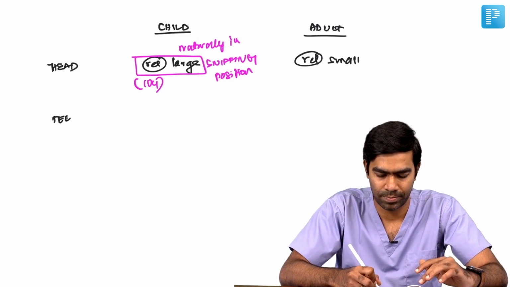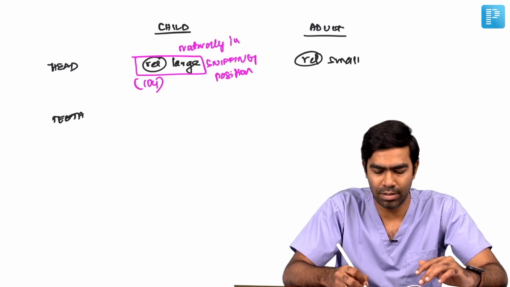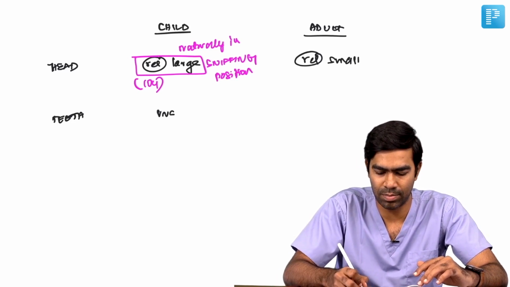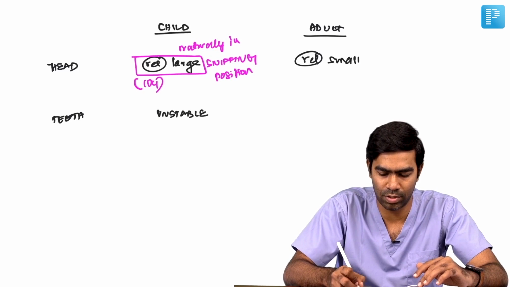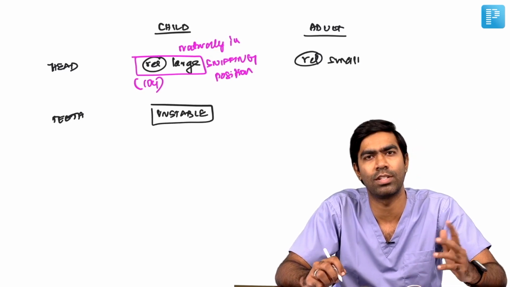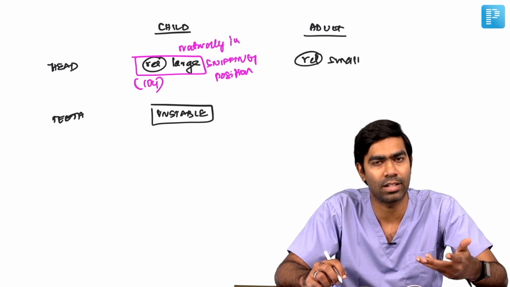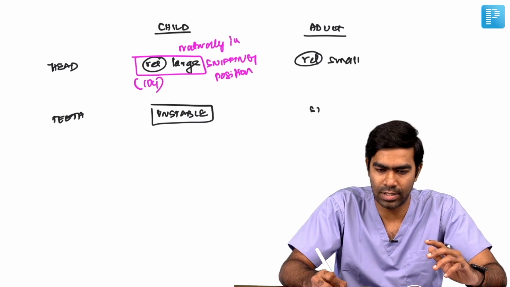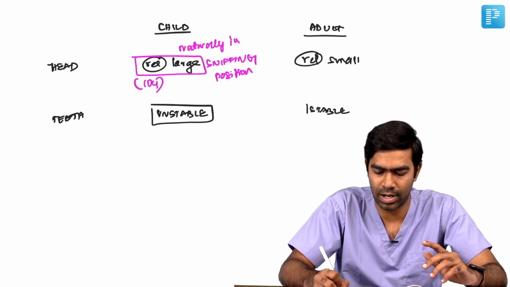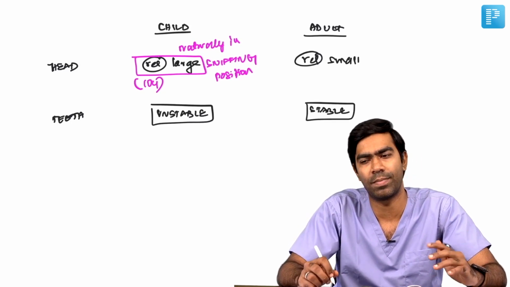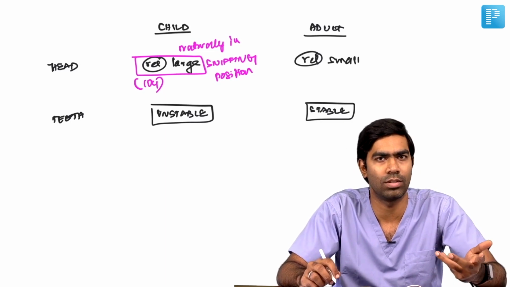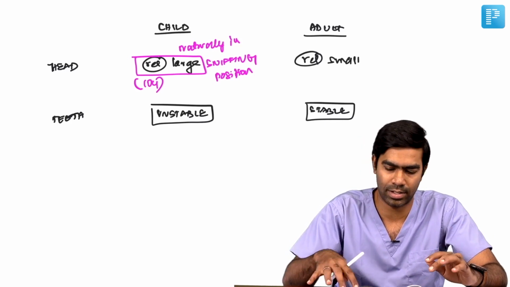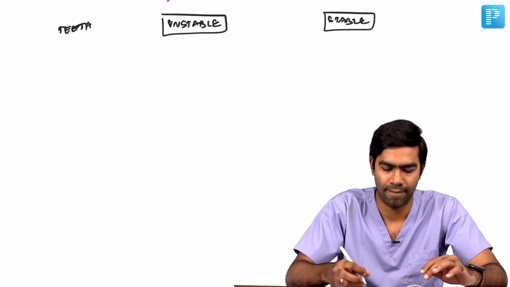Then teeth. Teeth, remember, in a child are not stable at all. They are very unstable and can easily be knocked out. This predisposes to the risk of aspiration of the teeth, and you might need bronchoscopy to remove the teeth. It's very dangerous. But in adults it's relatively stable, unless it's a very elderly patient or the patient has a highly decayed tooth, then it might be prone to knocking out. But apart from that, adult teeth are generally stable. They don't get knocked out so easily.